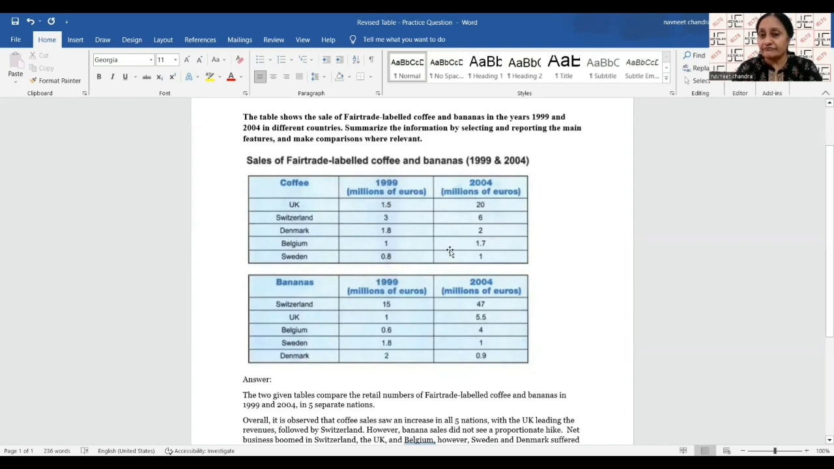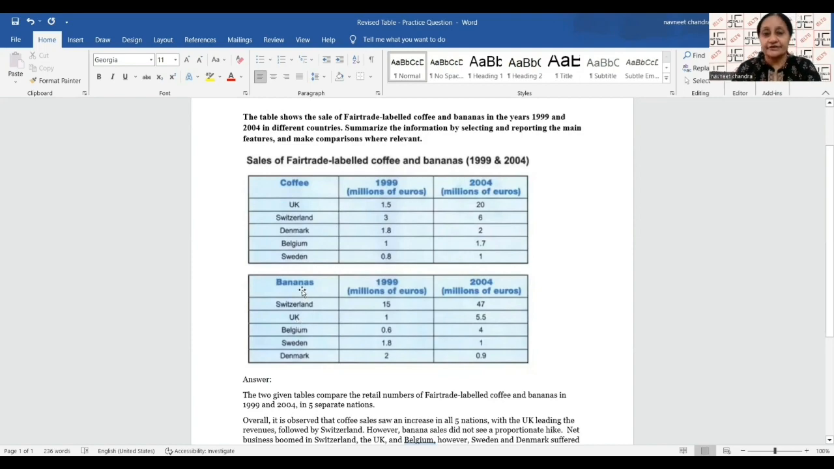If we look here in the first table regarding coffee, the fair trade labeled coffee, let's see that first. UK and Switzerland are making quite a huge profit, with UK leading the table. In Switzerland also, it has doubled its profits. Then, if we see Denmark, Belgium, and Sweden, their profits have also increased, but marginally.